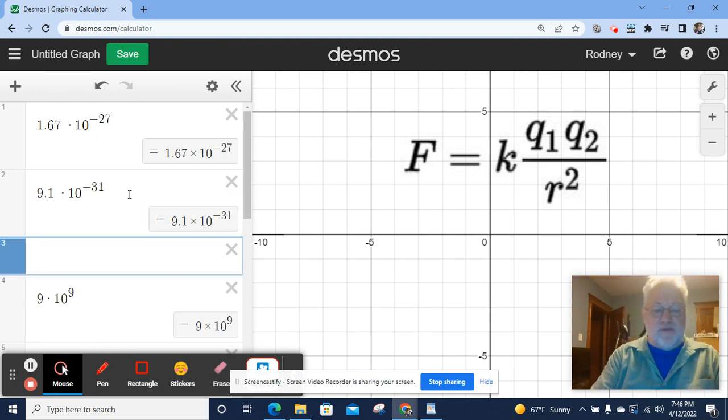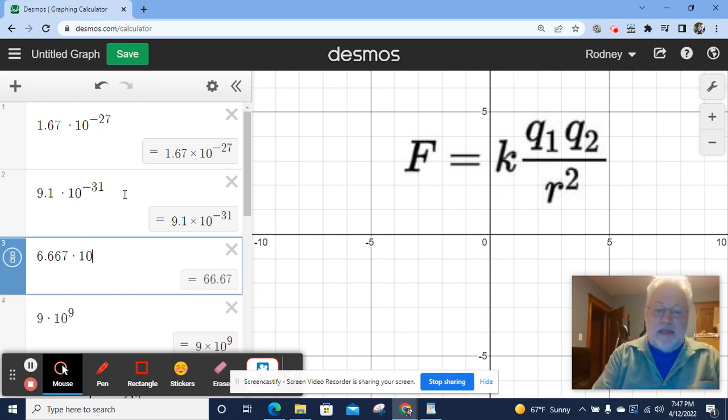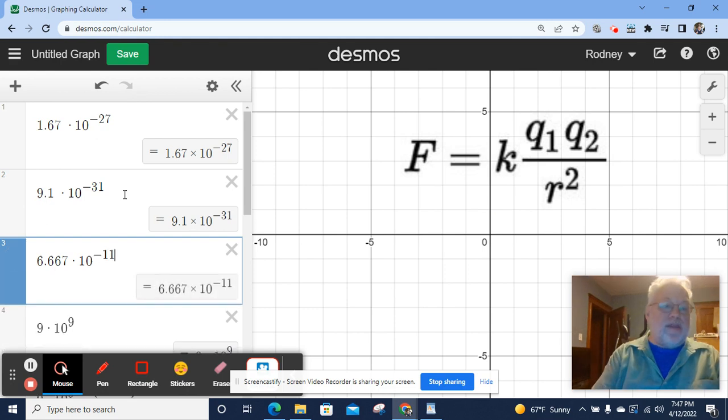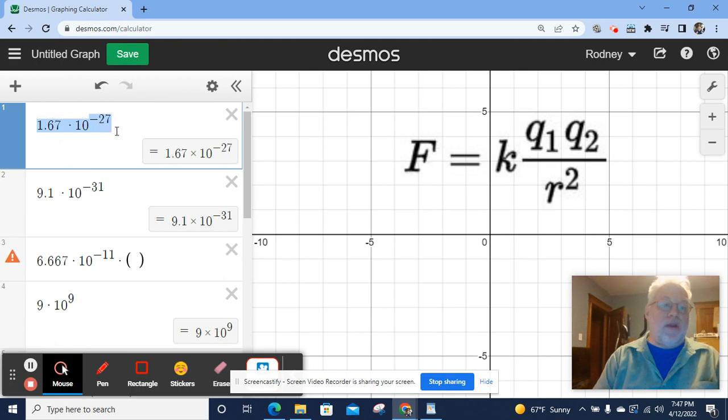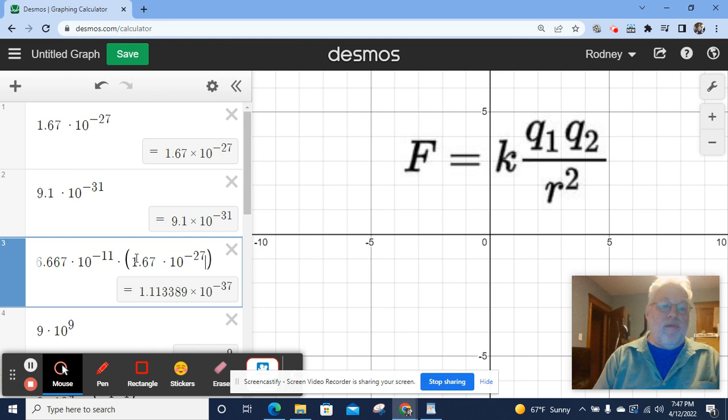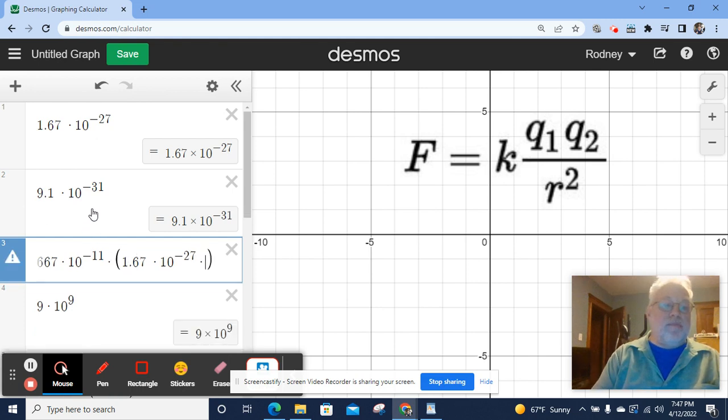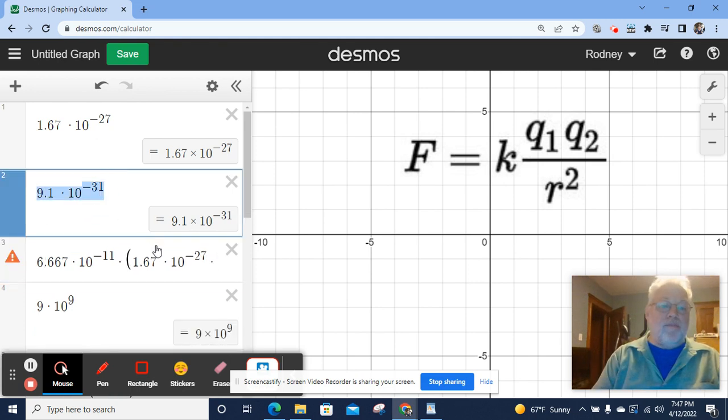So this is the equation for gravity. The force of gravity is going to be 6.667 times 10 to the negative 11th. And then we're going to multiply that times the mass of one object times the mass of the other object. Okay, so the mass of one object is this. That's the mass of a proton. And we'll multiply that times the mass of an electron.